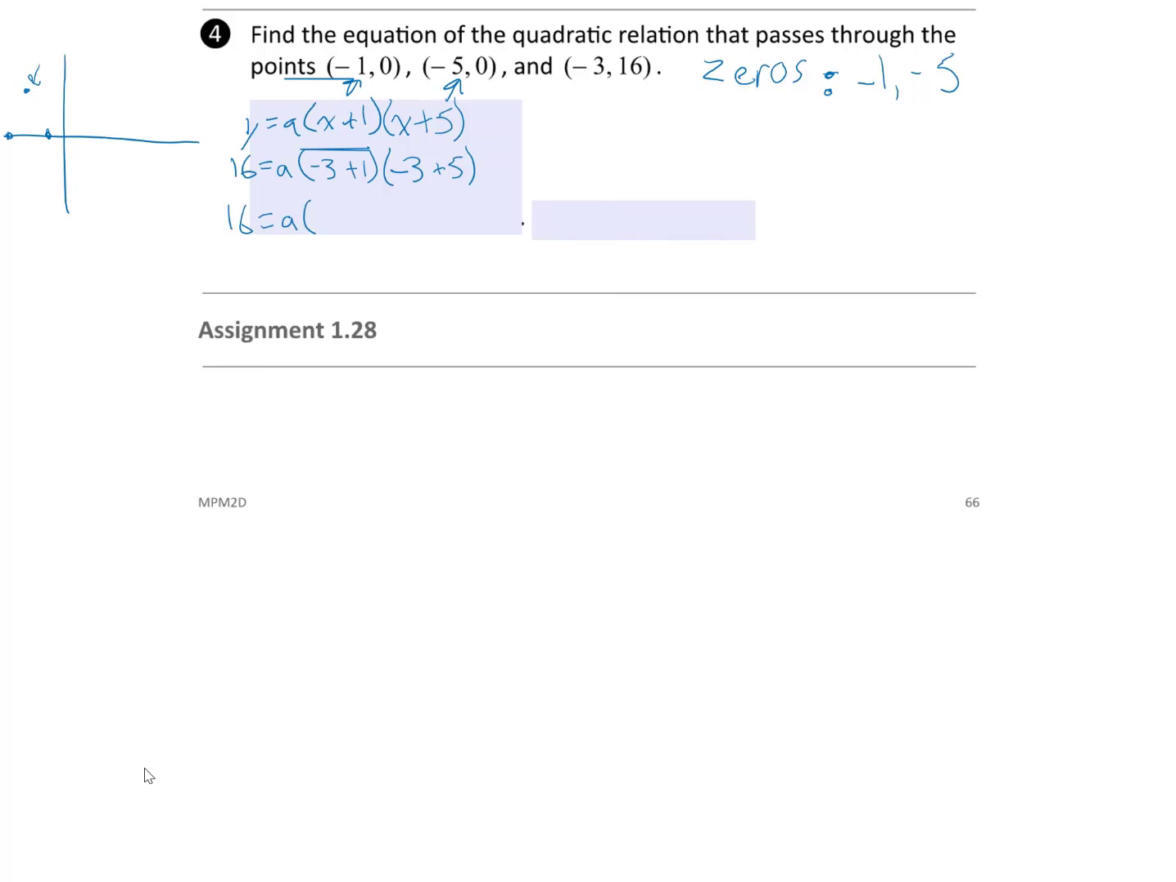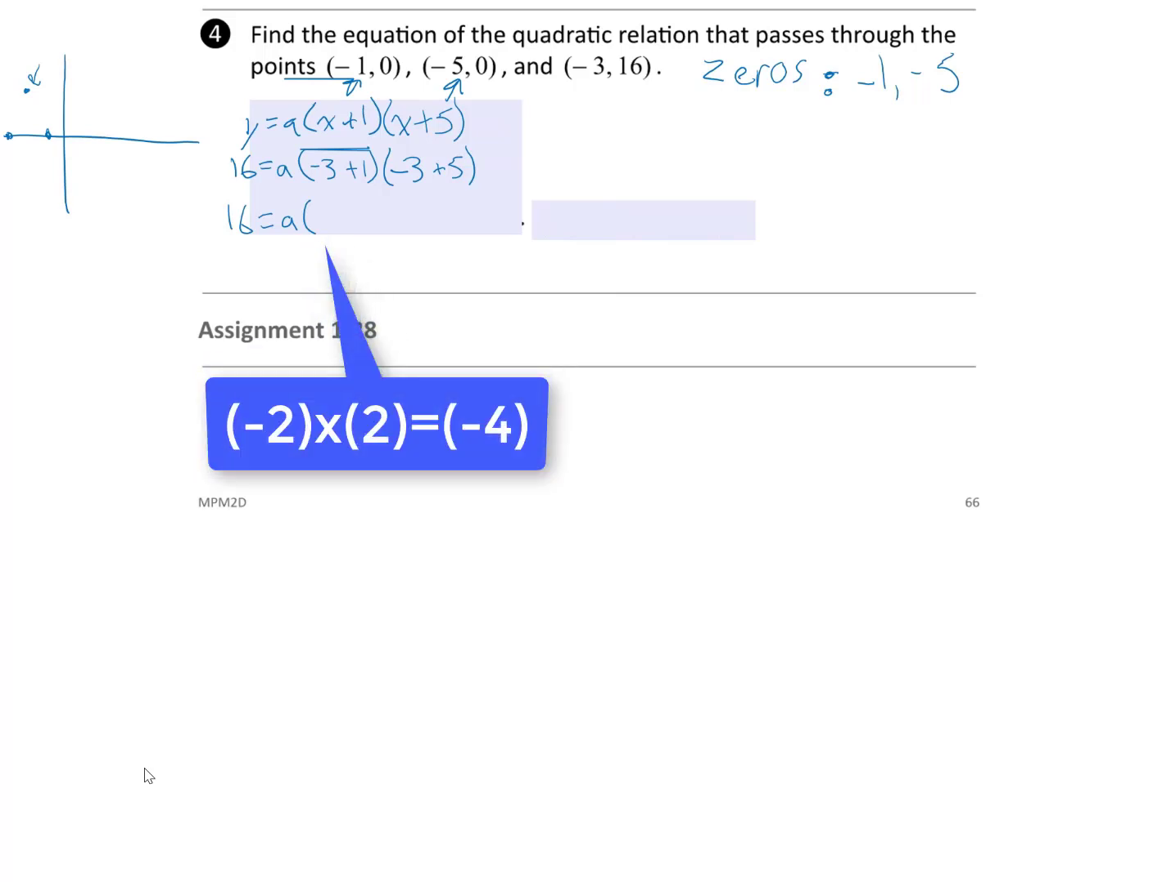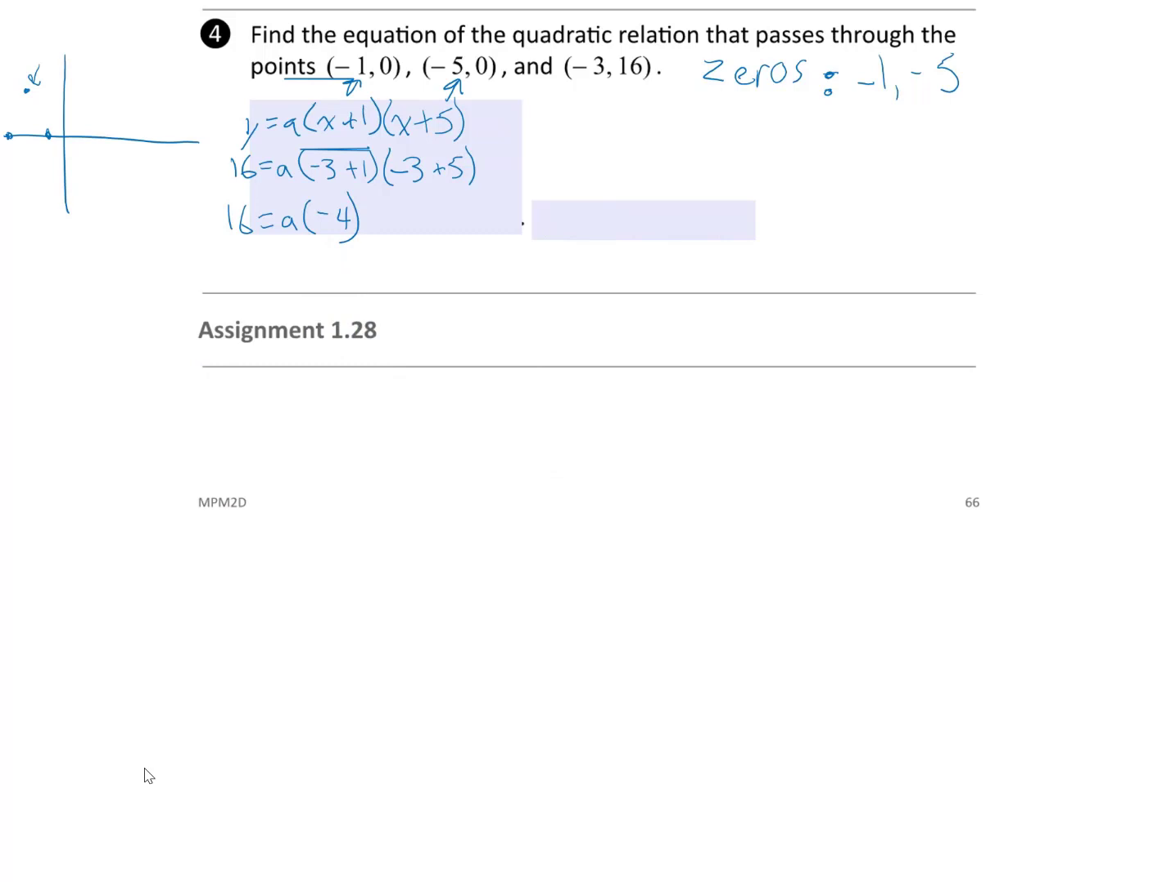So -3 plus 1 is -2, -3 plus 5 is +2. So you'll have -2 times +2, which will give you -4. I am jumping a little bit. 16 divided by -4 will just give us -4 equals a. Therefore, for our final equation, it doesn't say what form of the equation you need. It just says find an equation. And there are 3 different forms, as you are well aware. So it's -4 for the a value, and then (x + 1) and (x - 5). And that is your equation.